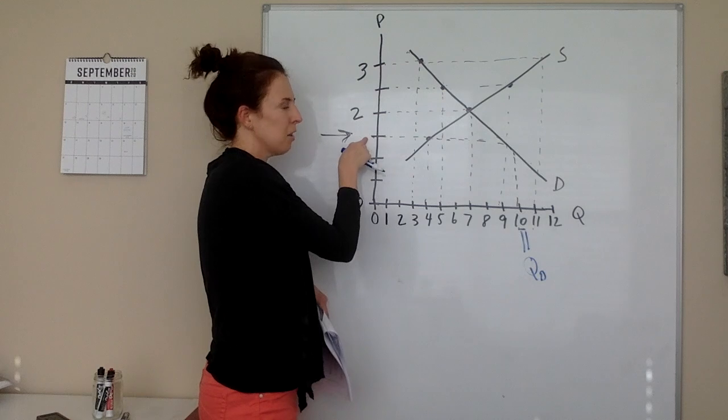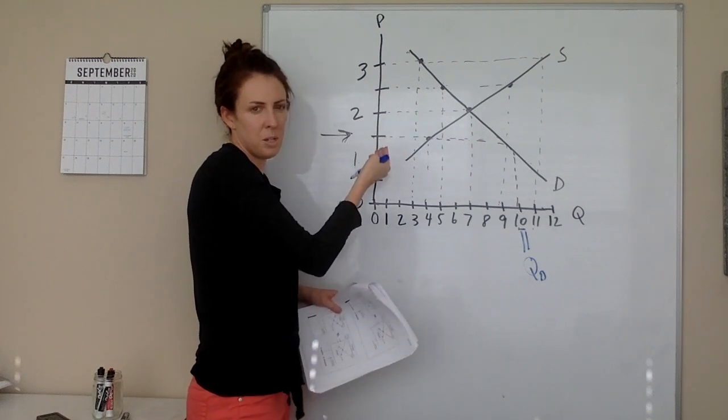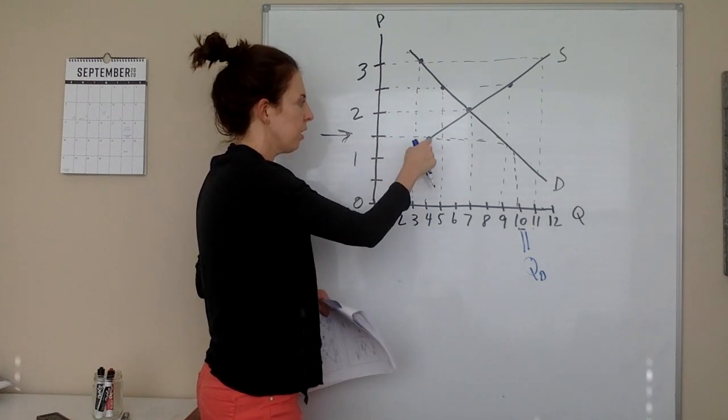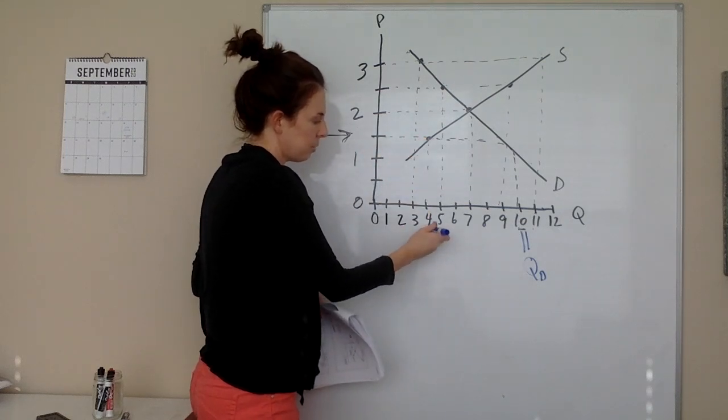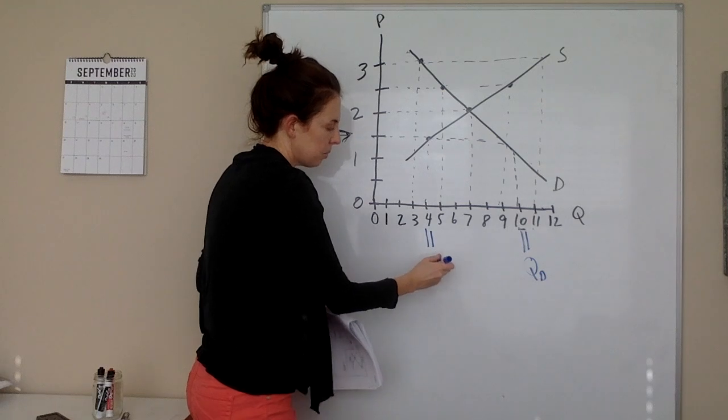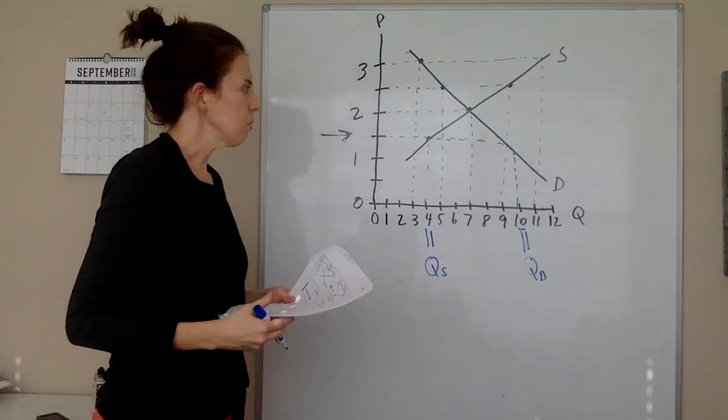But for the suppliers, a low price isn't great news because they're not making as much money per thing that they sell. So if the price is only $1.50, we see where $1.50 intersects the supply curve. Here it happens to be 4, and so this is going to be the number of units that are supplied.